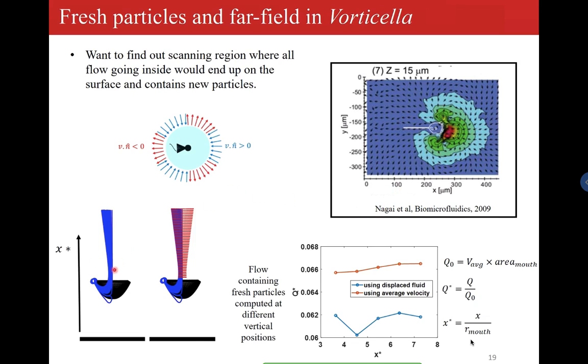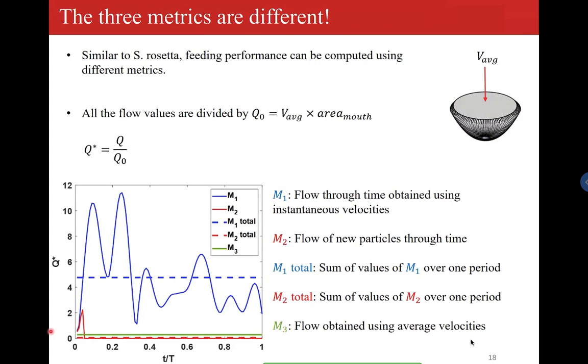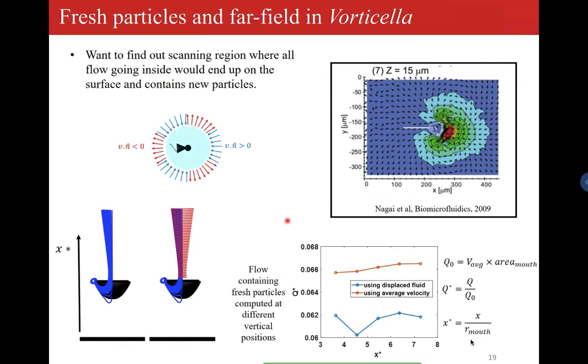So since we have our trajectories, we can make this a 3D structure, and the plot here shows the flows that we have computed at different cross sections of this structure as a function of the x position. And these values are similar to our metric shown here in red for Vorticella.